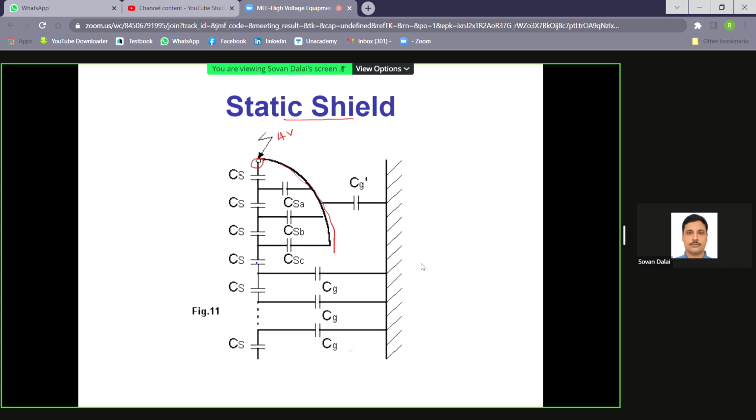Is it clear how the static shield is connected? Sir, can you repeat? Say suppose this is a transformer winding. Just for simplicity you consider this is a transformer winding. One end is connected to ground and the other end we maintain at high voltage. Now the static shield is a metal wire.